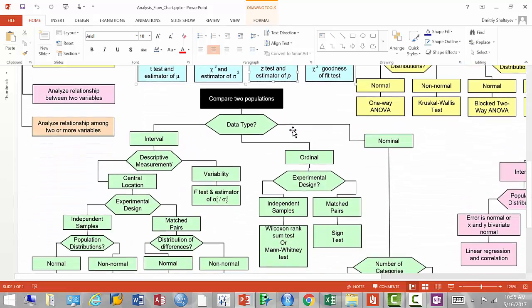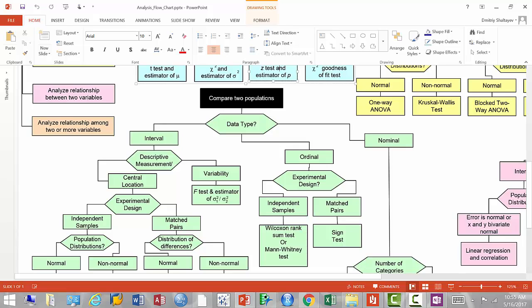So the second decision tree is going to be compare 2 populations, right? And as you can see, the first question is exactly the same. What data type are you dealing with? Is it nominal, ordinal, or interval? So we're going to start today with interval, okay? And again, variability we're going to leave outside.